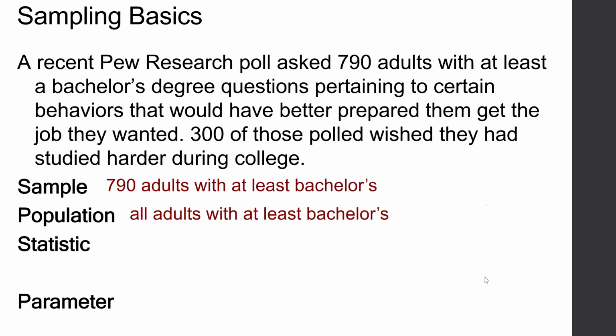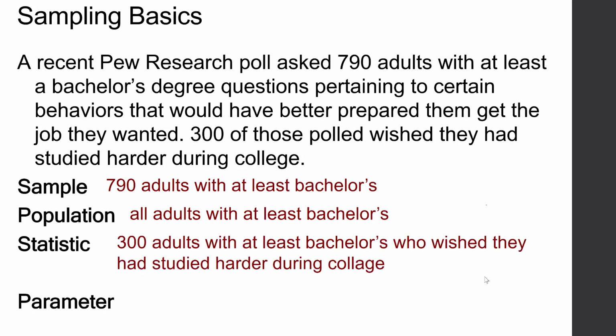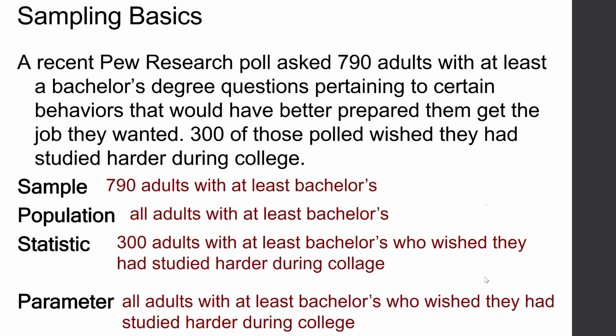All right, what about the statistic? Remember, the statistic is a number that's calculated on the sample. So the statistic here is 300 adults with at least a bachelor's who wish they had studied harder during college. That's just one example of a statistic. I could have changed that into percent of the sample that wish they had studied harder during college. What's the parameter? That would be all adults with at least a bachelor's who wish they had studied harder during college. So that statistic describes the sample, and the parameter describes the population.